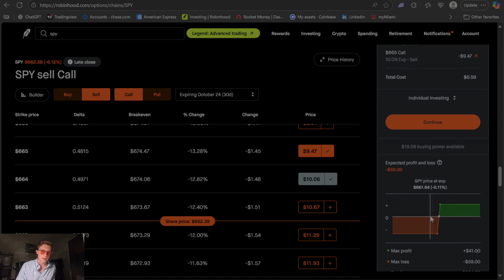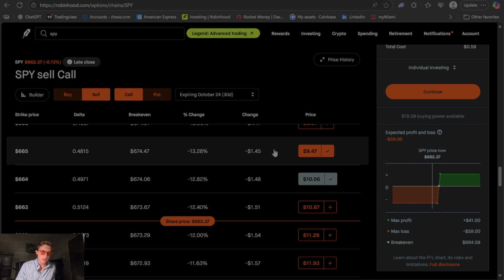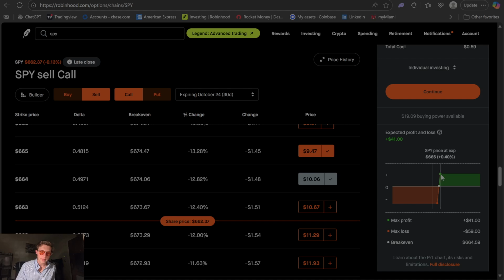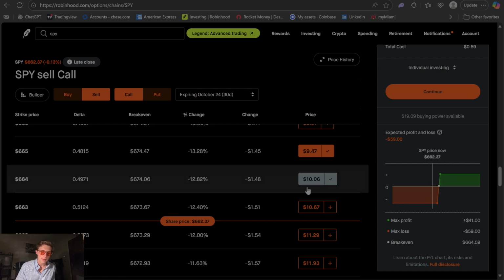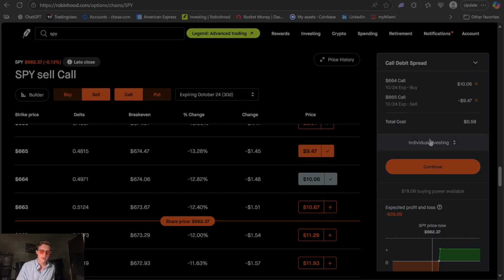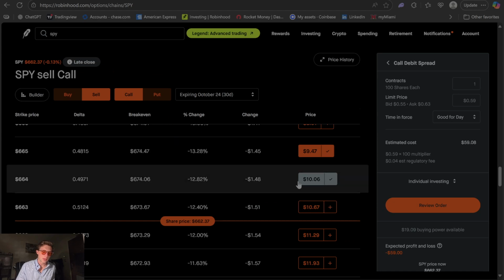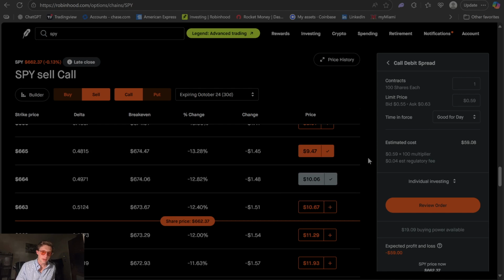It'll auto-populate it, and it has a risk to reward like this. In 30 days, at expiration, if SPY is above the short strike, we get to keep all of the potential profit. And if it is below the long strike, we keep nothing. We lose the debit that we pay. And as you can see, the total cost to put this on is the difference between the buying of the option contract and the selling.